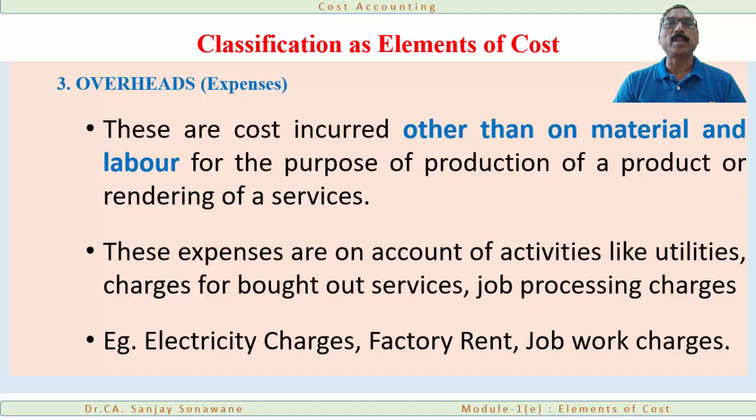It means, let us say, electricity charges. These are the utility charges we are incurring. We are paying a factory rent to a third person. Sometimes we get the job work done from outside. So whatever job work charges we are paying to the outsider, that is neither a material cost nor a labor cost, so it is classified as overheads. Examples of these are electricity charges, factory rent or job work charges. So anything other than material and labor is classified as overheads.